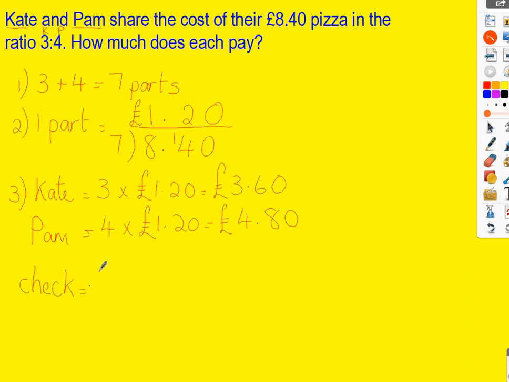And if we go back to what we said earlier on, we should do our check, because obviously we want to make sure the cost of this pizza is covered. So let's just check that. £3.60 plus £4.80 gives us £8.40. As we'd hoped, the cost of the pizza is fully covered. And that's the end of the lesson.